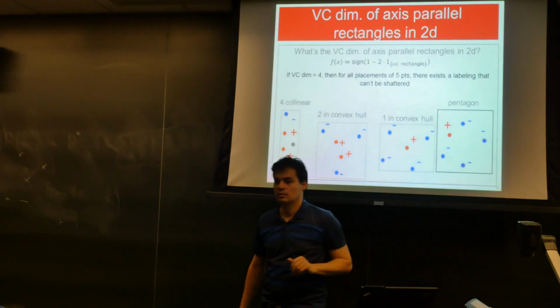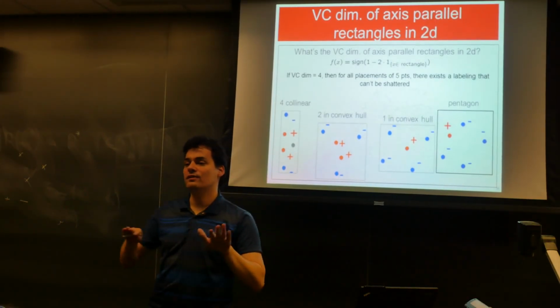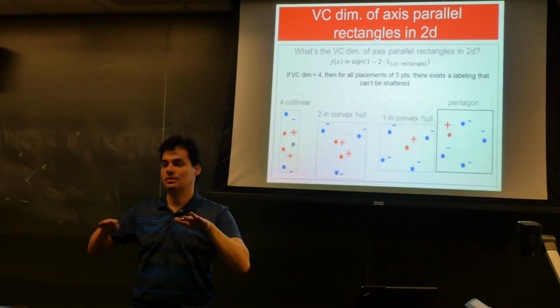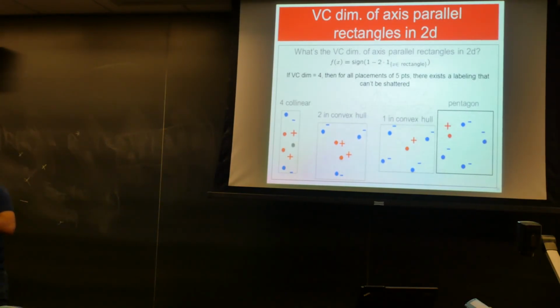Yes? Can we not invert the classifier? So the setup is that you fixed the function class, and the function class was that inside the rectangle, that's class 1.